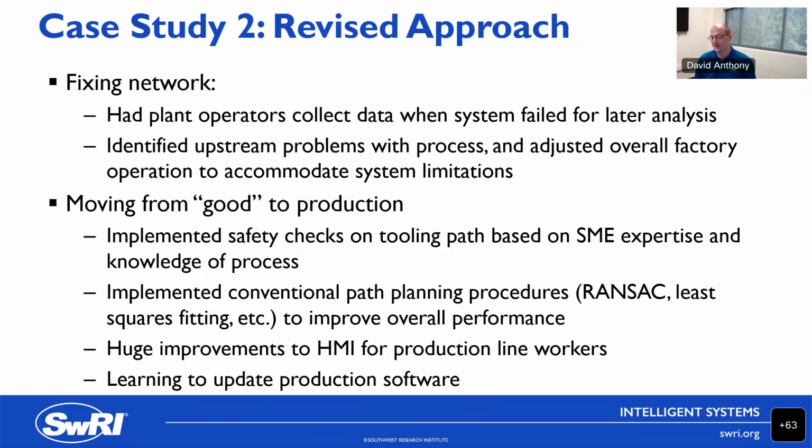And going from good to really a production system, in addition to the network, we had to do a lot of things like work with their subject matter experts to know when that network gave us good data. They had a whole bunch of common sense based things based on the physics of the product, where they said, hey, if your tooling path is going to encompass 40% of the product, it just doesn't make sense. You're never going to rework that much of the product. It means something else is broken.